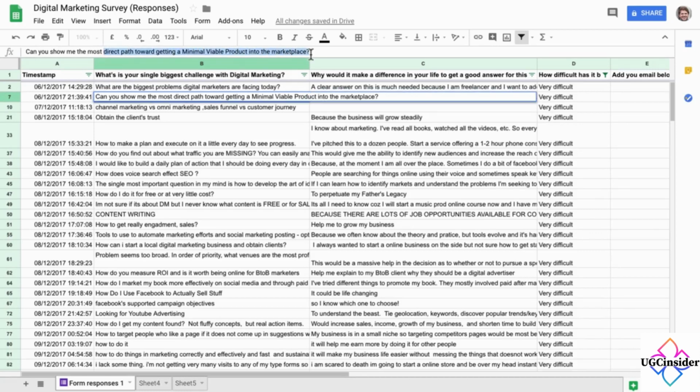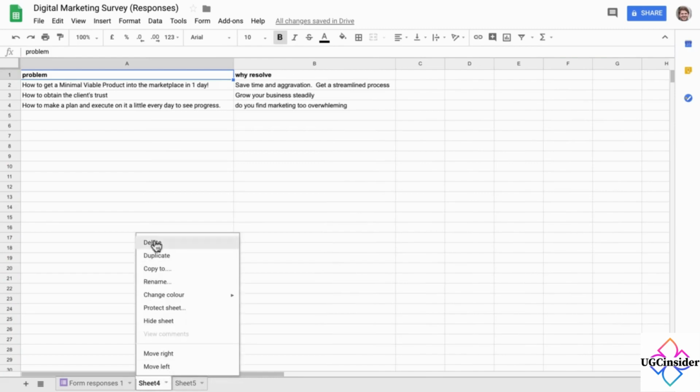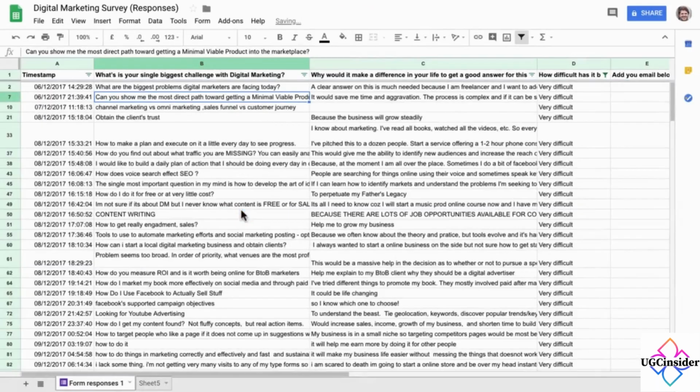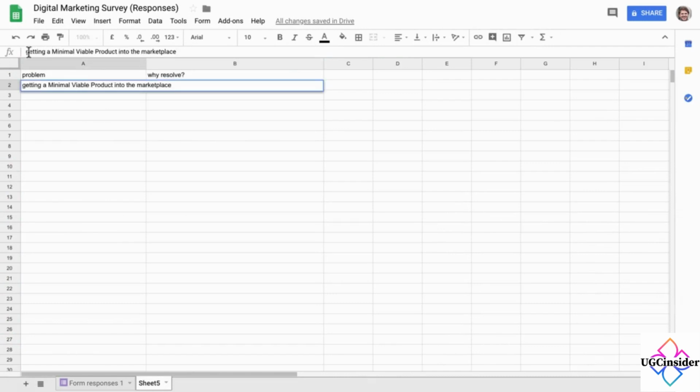So what we can do is, I always like to frame the problems as like a how-to. I'm going to delete this one I did earlier so we can start fresh. And what we can do is just pop this in.